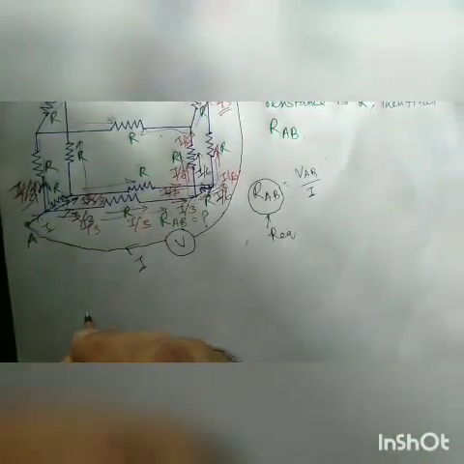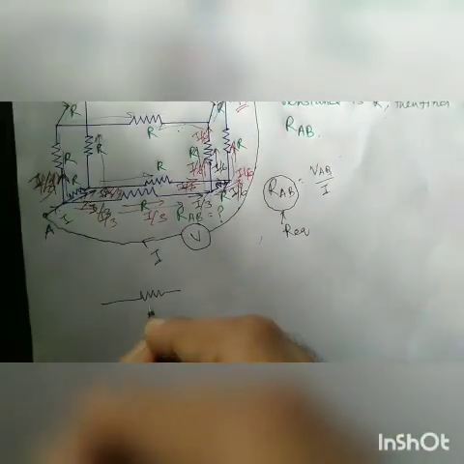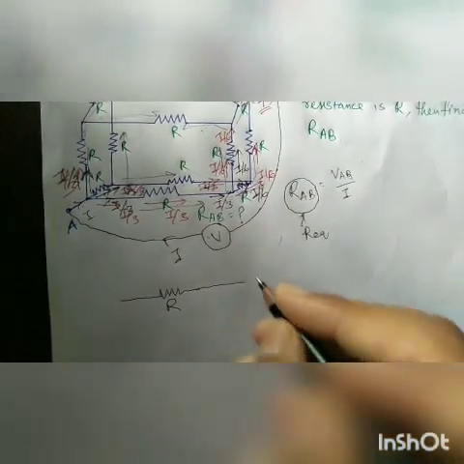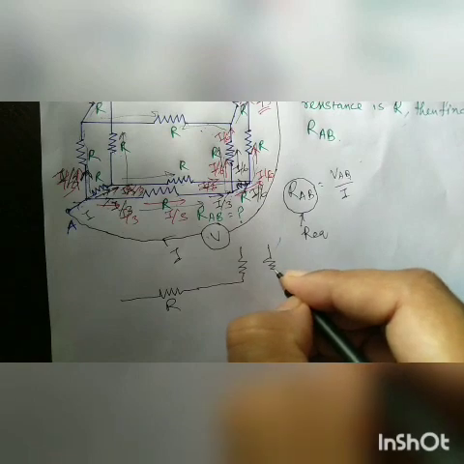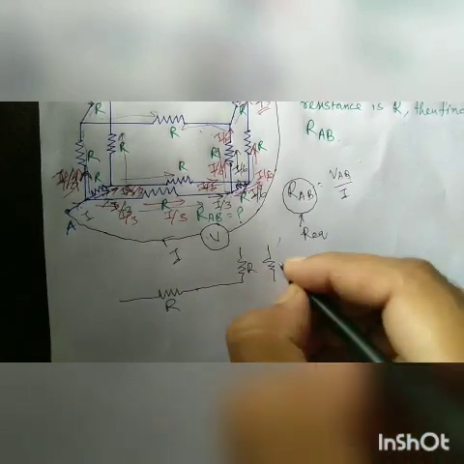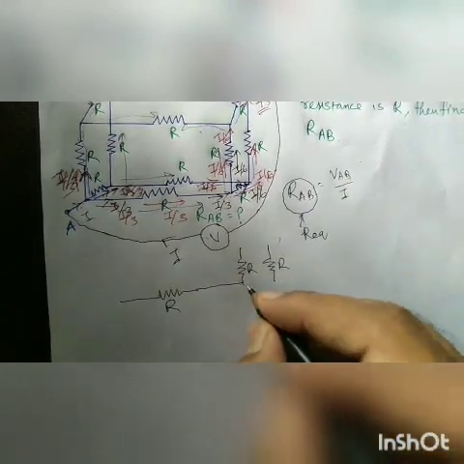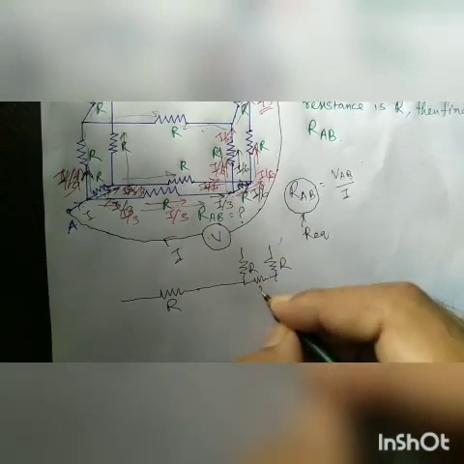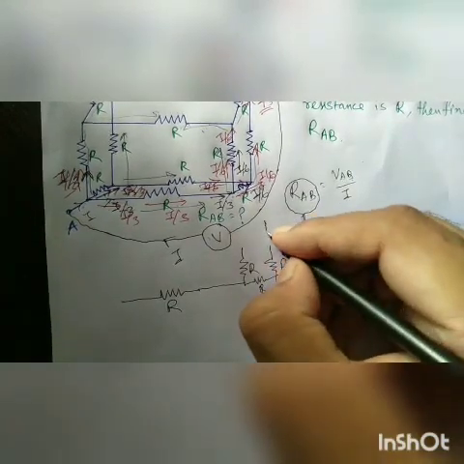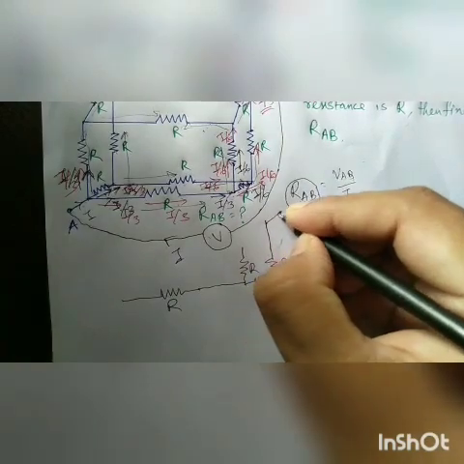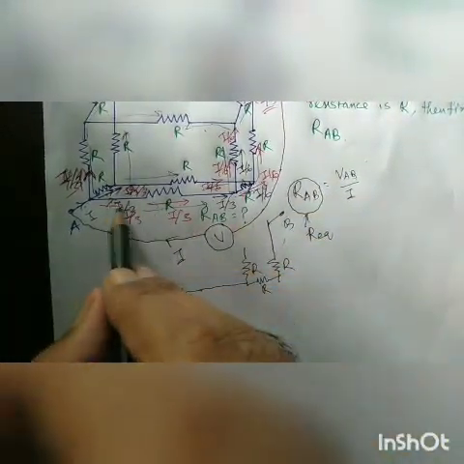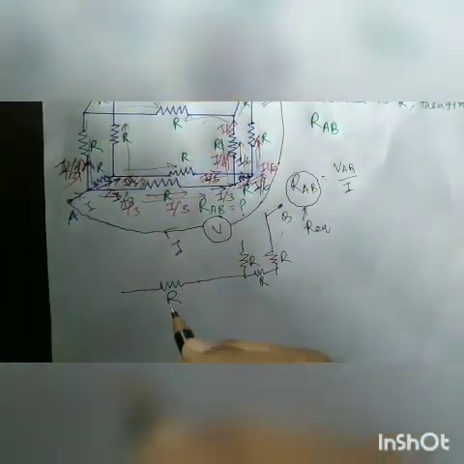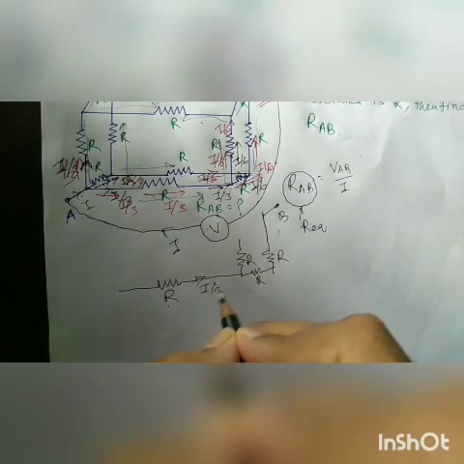So this will look like this: R resistance. After that there will be two more resistances, R, and here we have one more R. Okay, so this is B. Actually this is not needed, this portion we can use this loop. So there are R, through this the current flowing is I by 3.